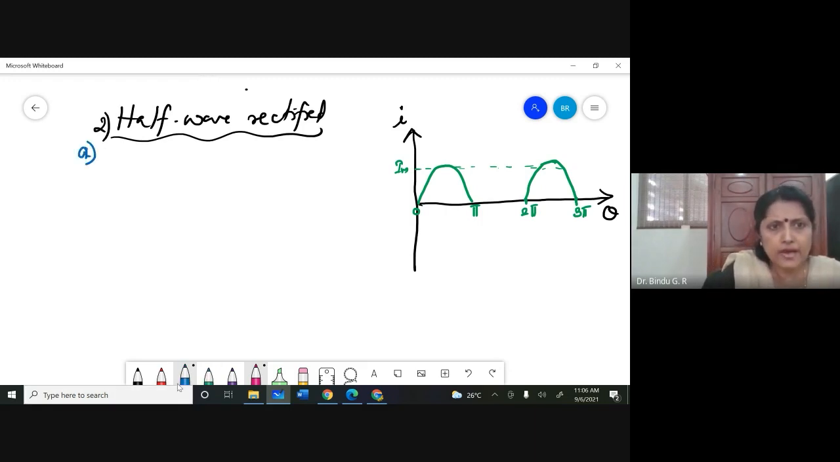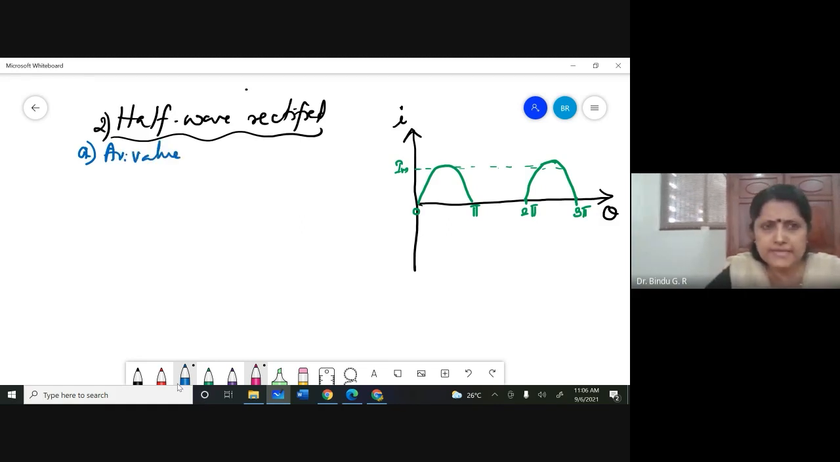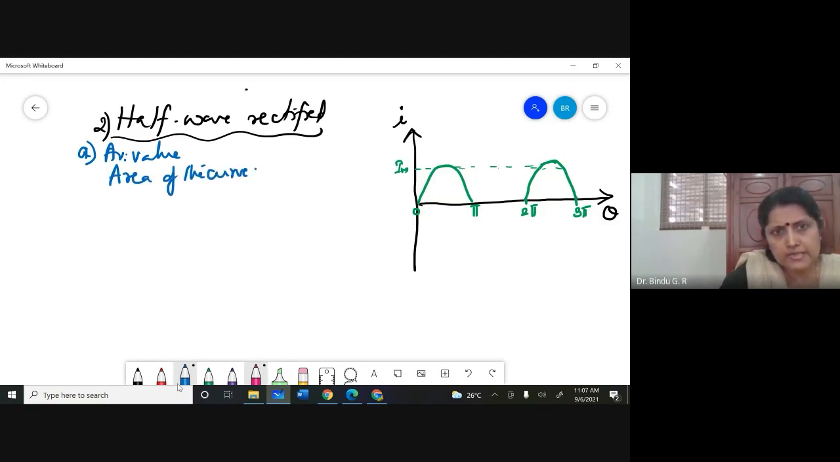I'm going to find out the average value. I'll go a bit slow here, but for all the other waveforms, I'll be going a little faster. So for average value, I want to find out the area of the curve. Since it is an unsymmetrical waveform, because from 0 to pi you have a wave, from pi to 2 pi you don't have a wave, I have to consider the entire full cycle from 0 to 2 pi to find out the area of the curve. Otherwise, I will be wrongly finding out the full wave or the sine wave itself. So I will consider the area of the curve from 0 to 2 pi, which means integral 0 to 2 pi I d theta.